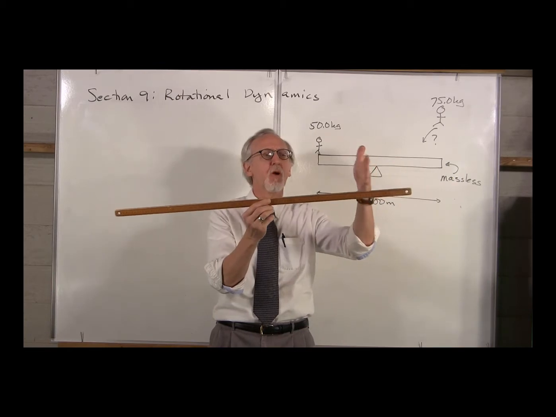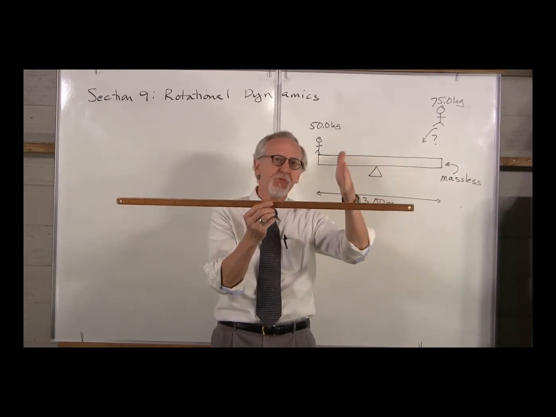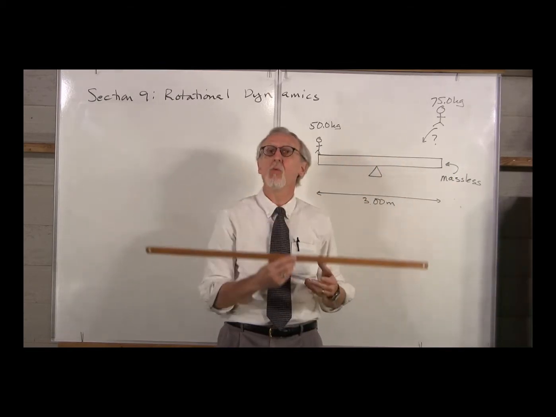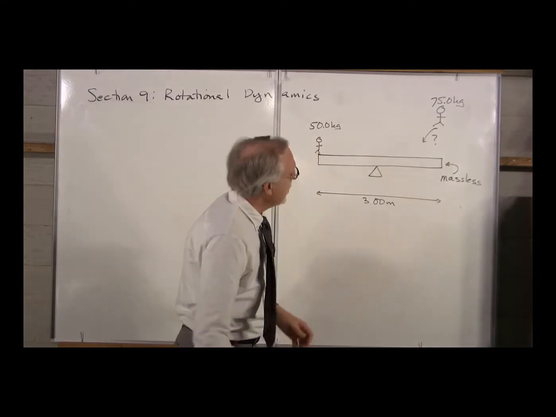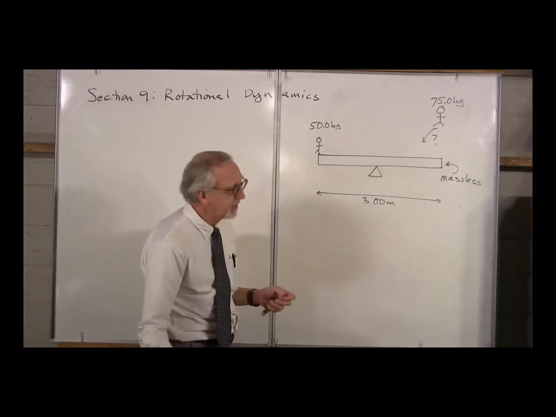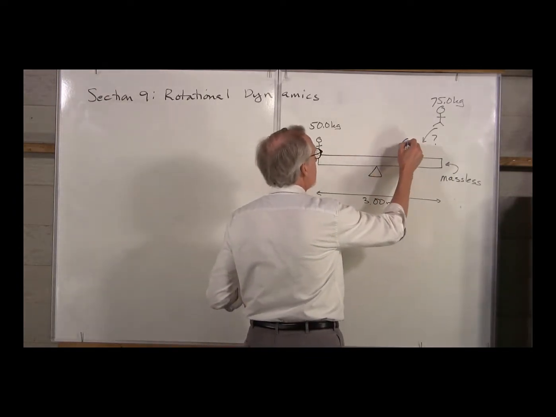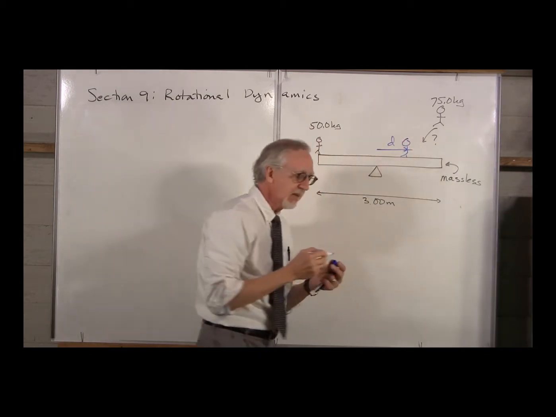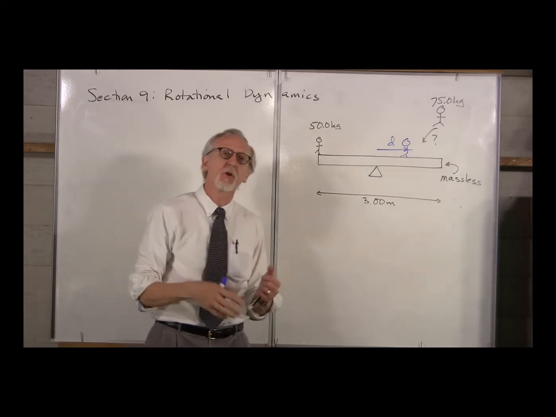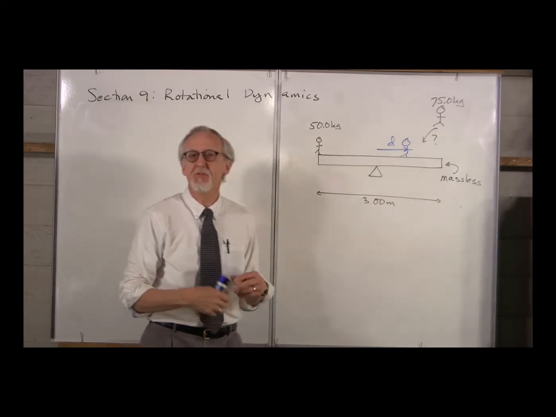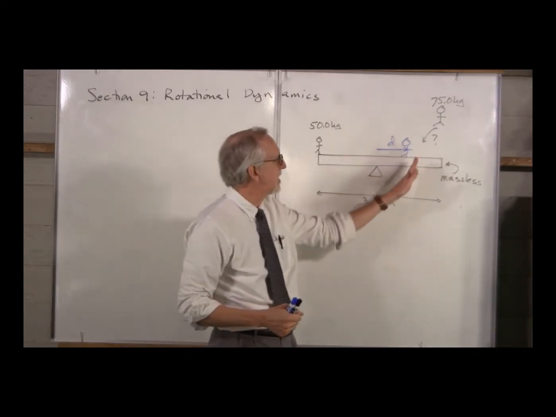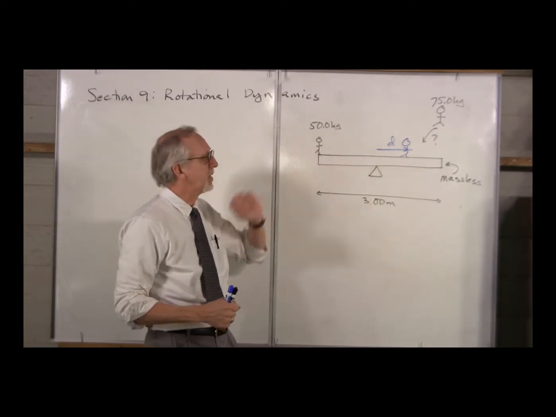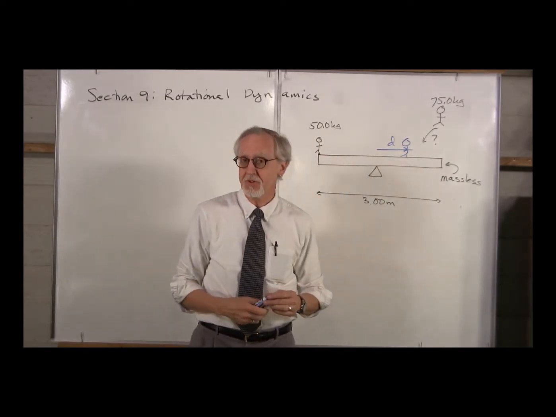Let's see if we can figure out where on the seesaw the child should sit so that the seesaw will balance. We will just put the child, let's say, here, at some distance d from the center. And so the question is, what is this value of d? Where will this child sit on this side so as to balance the 50 kilogram child on the other side?